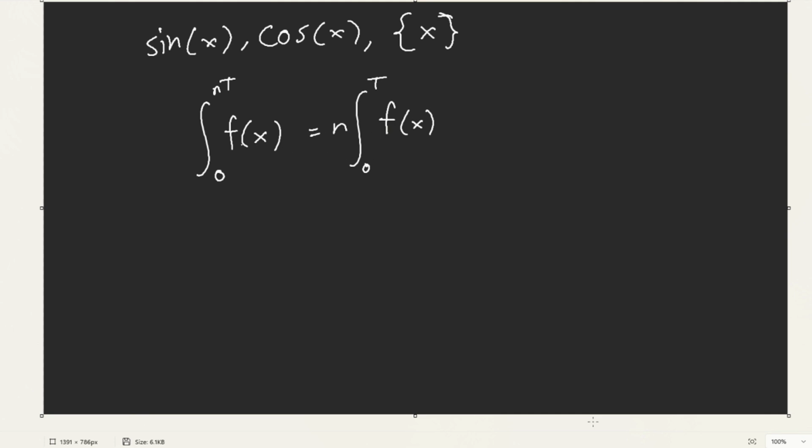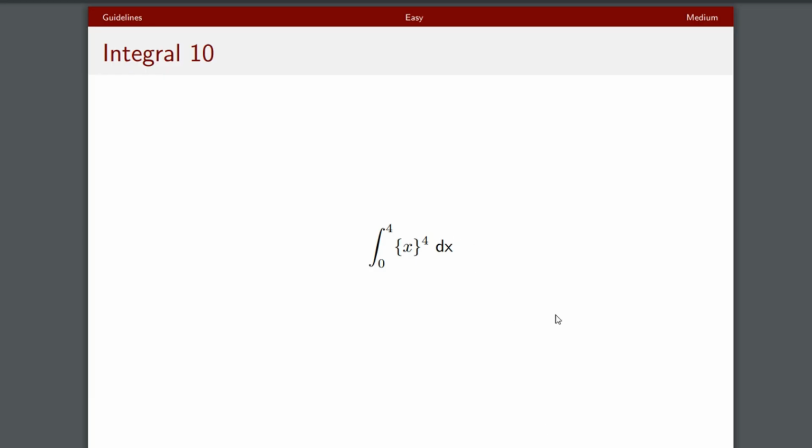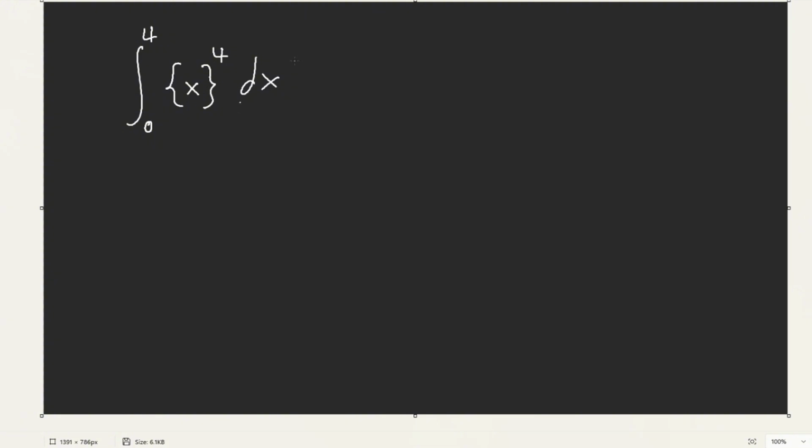If a function is periodic at T, then you take the integral from 0 to T and multiply by n. In this case, fractional parts are periodic at 1, so from 0 to 4 we're going to get 4 times the integral from 0 to 1, because it's periodic at 1. And now this is what we have.